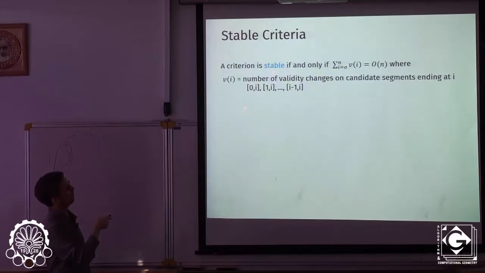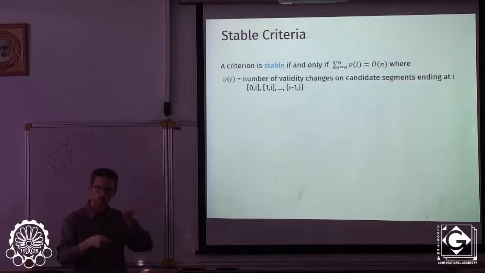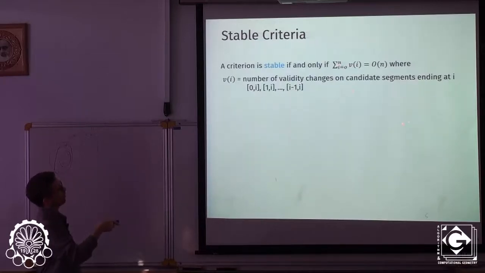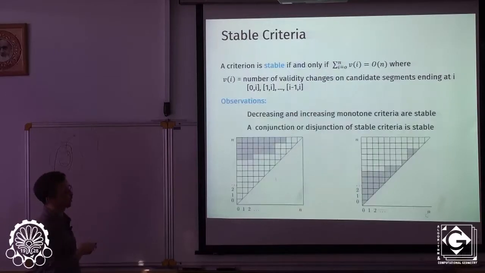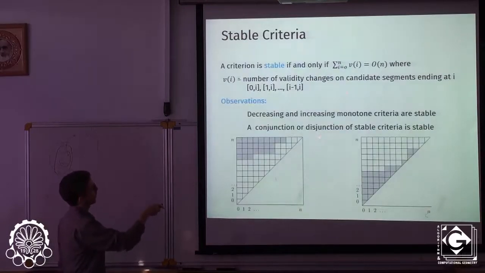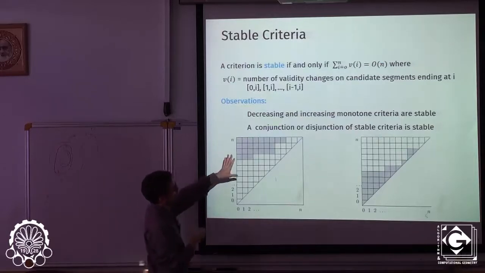And stable means that if I look at the number of changes on a candidate segment ending at i, which means if you look at a row of this diagram, then the number of changes should be small, in the sense that if I look at this row by row, then overall there's only a linear number of changes. Here in this diagram, if I count this value, there's one change here, one change here, one here, one here, zero changes here. So this sum would be 1, 2, 3, 4. And so that's in O of n in this case, you could say. And that type of criteria we call stable.